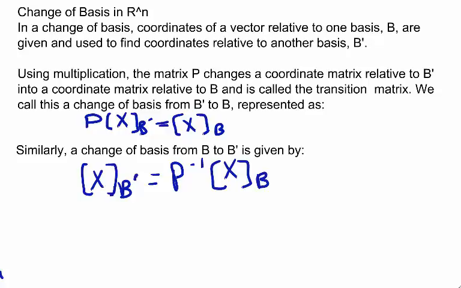We call this a change of basis from B' to B, represented as P times the coordinate matrix of x relative to B' is equal to the coordinate matrix of x relative to B. Similarly, a change of basis from B to B' is given by the coordinate matrix of x relative to B' is equal to P inverse times the coordinate matrix of x relative to B.